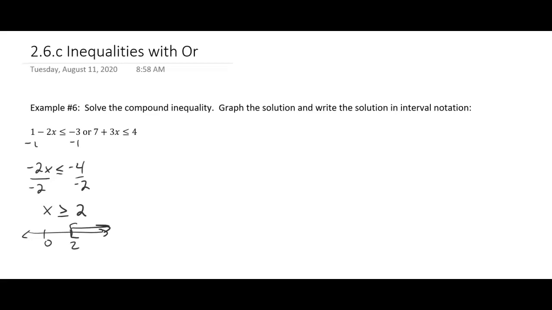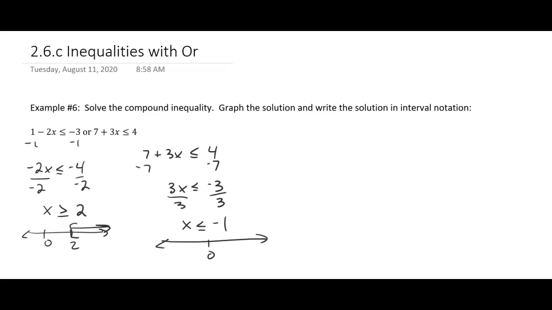All right, now I'm going to take the other statement, 7 plus 3x is less than or equal to 4. I'm going to subtract 7. I get 3x is less than or equal to negative 3. Divide by 3. I am not dividing by a negative number, so I won't switch the inequality. It's the sign of the number that you're multiplying or dividing by that switches the inequality, but we're dividing by a positive 3. So x is less than or equal to negative 1.